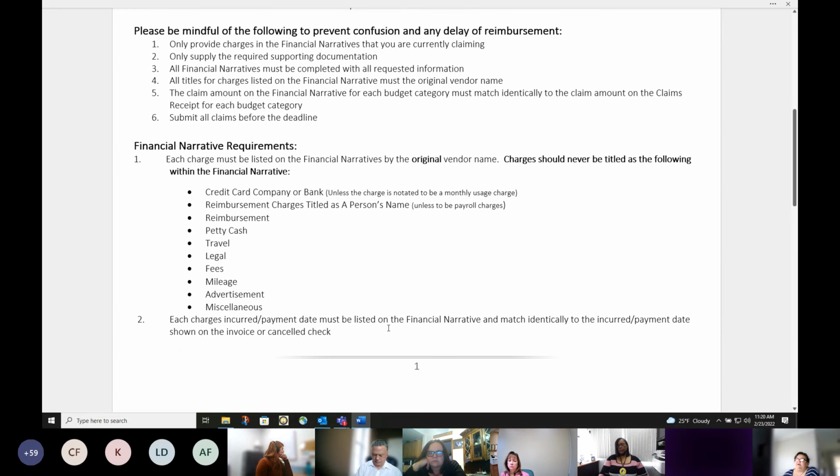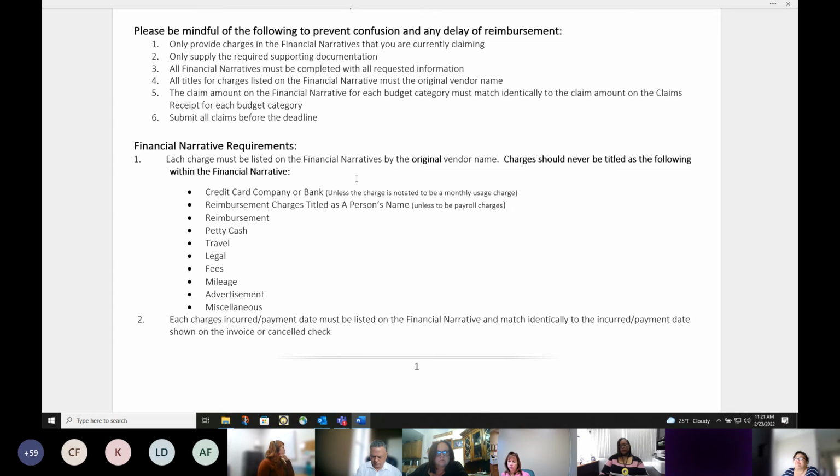So now we're going to move on to the financial narrative requirements. Each charge must be listed on the financial narratives by the original vendor name. Charges should never be titled as the following within the financial narrative. So these following items, if your charges are titled as this, it's going to be put on hold until it's corrected. A credit card company or a bank, unless the charge is notated to be a monthly usage charge, then it shouldn't be titled by the original vendor name, not the credit card company or the bank.